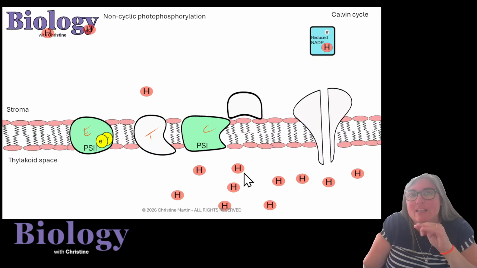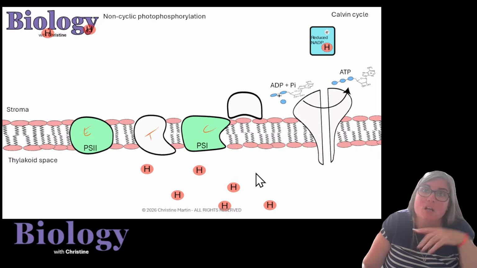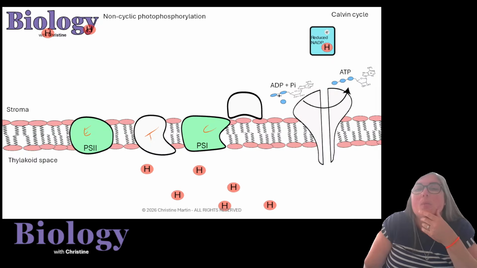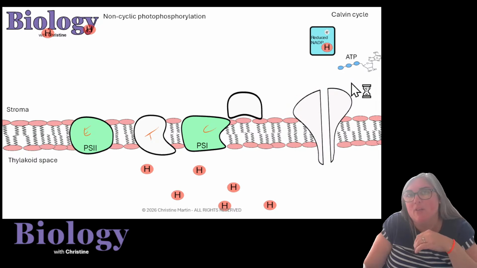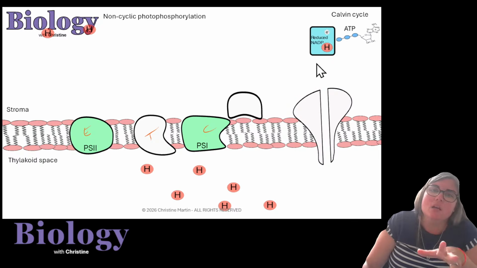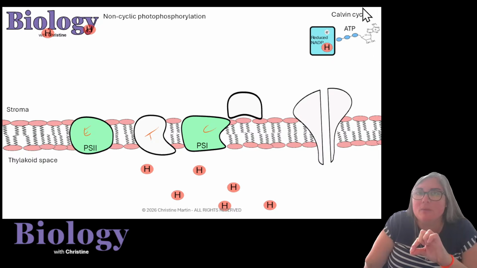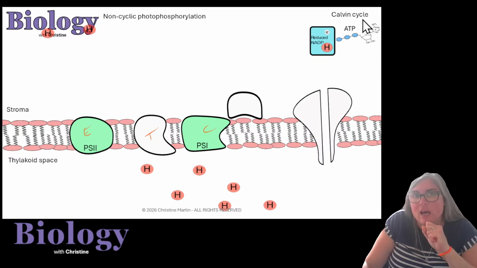I'm going to quickly skim through this because I feel like you're not going to get a lot on this one because it was done loads in last year's exam. But we're going to have hydrogen ions where they're going to move through, and you obviously have the production of ATP. The reduced NADP and the ATP are then going to be used in the Calvin cycle.